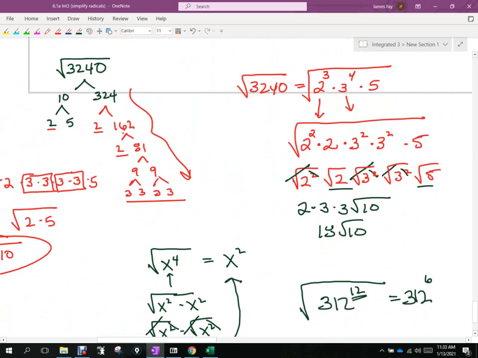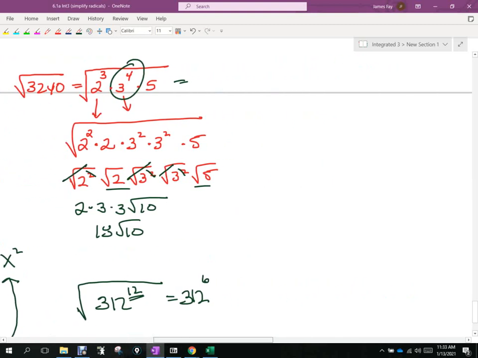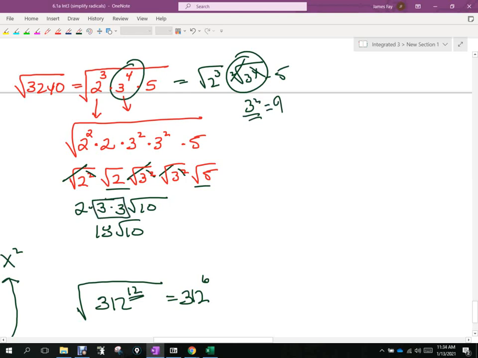And that's what we were seeing here. When I had 3 to the 4th, I could have written this as 2 cubed, 3 to the 4th, times 5. This one here, because that's a 4 and that's a square root, they're going to cancel and basically cut that 4 in half and give me 3 squared, right? What's 3 squared the same as? Is that 9 right there?